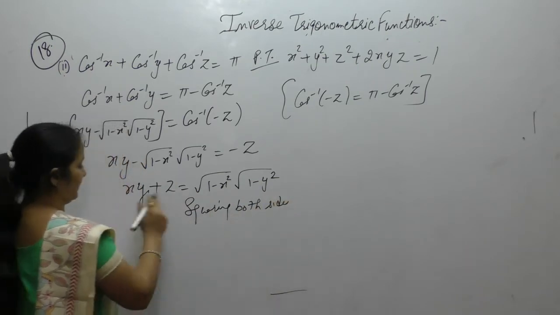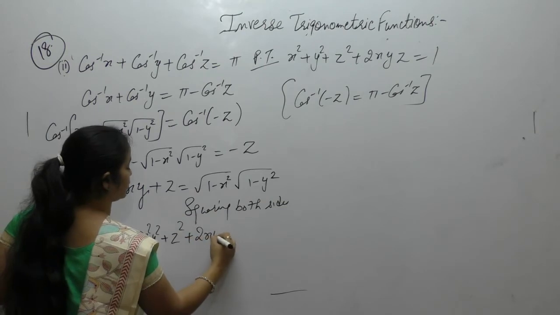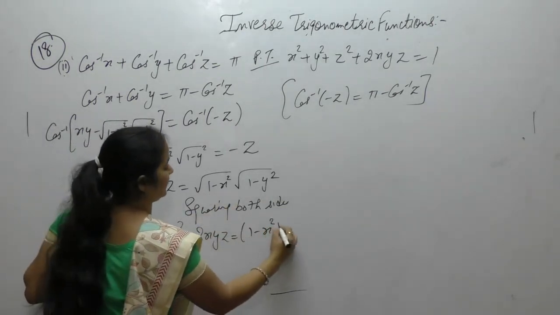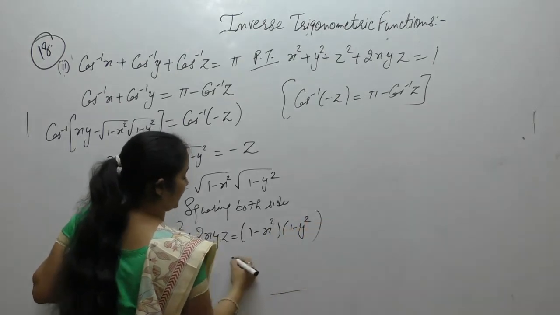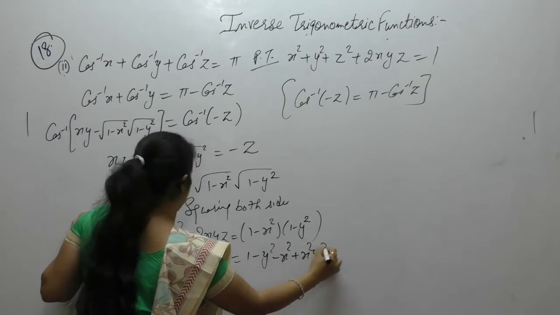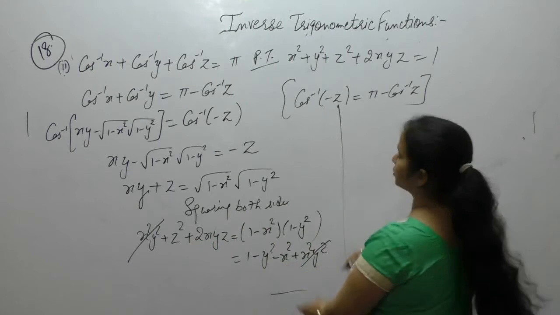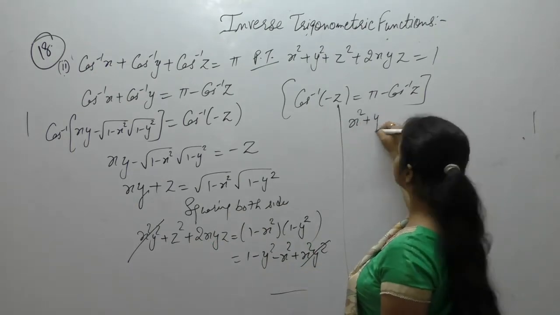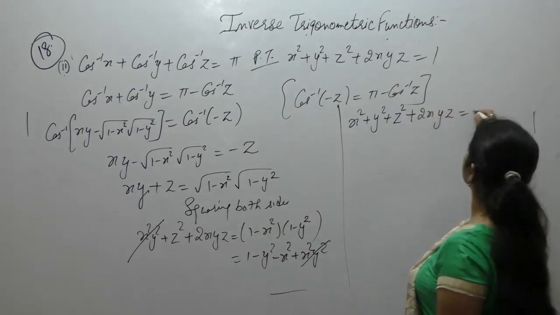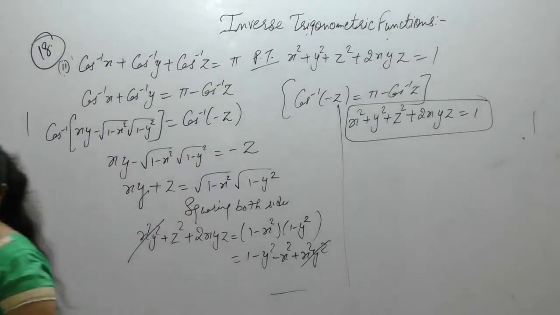what we get? (a plus b) whole square, a square plus b square plus 2ab. Here the square root will get cancelled with the square, so 1 minus x square, 1 minus y square. So we get this, x square y square will get cancelled. When these terms go to the left hand side, x square plus y square plus z square plus 2xyz is equal to 1. Clear? Note it down.